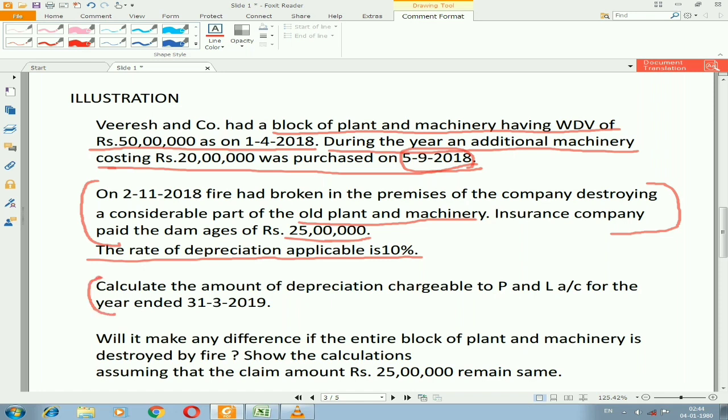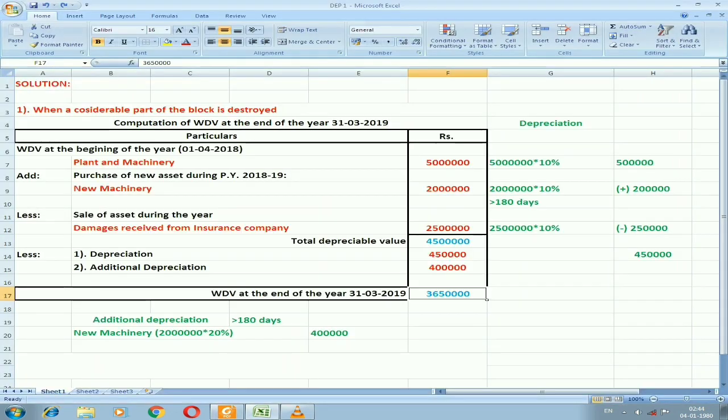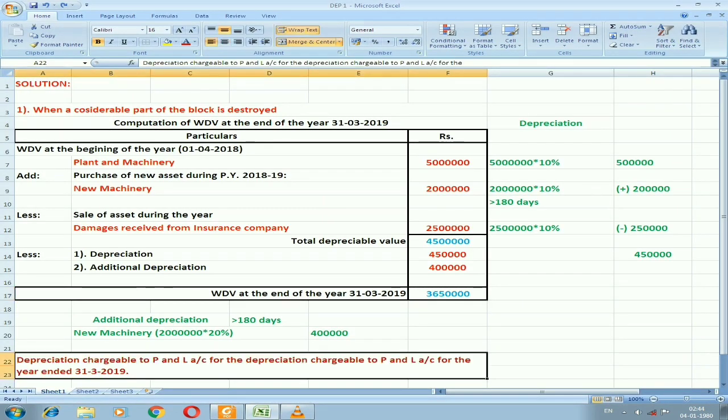So in the question they have asked us to calculate the amount of depreciation chargeable to the P&L account for the year ended 31/3/2019. So what will be the total depreciation? I told you already, total depreciation will be equal to normal depreciation plus additional depreciation. I need to add that.